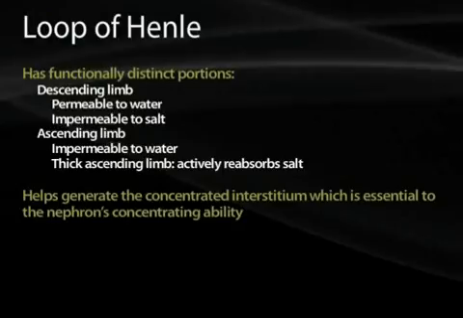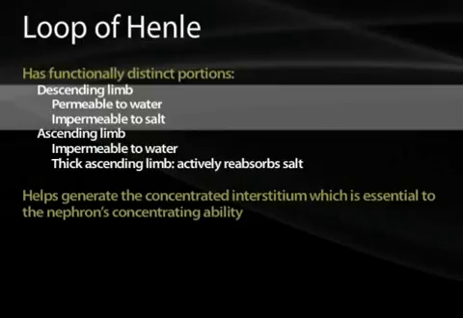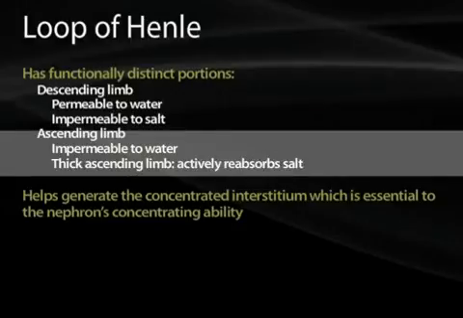The loop of Henle essentially is divided into two distinct portions, the descending limb and the ascending limb. These two segments have essentially opposite characteristics. The descending limb is permeable to water, but impermeable to solute. The ascending limb is impermeable to water and actively reabsorbs salt in the thick ascending limb.